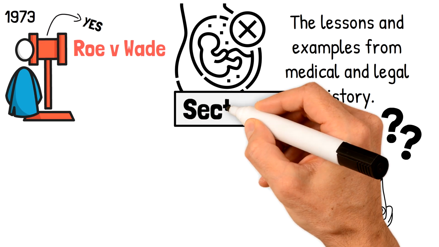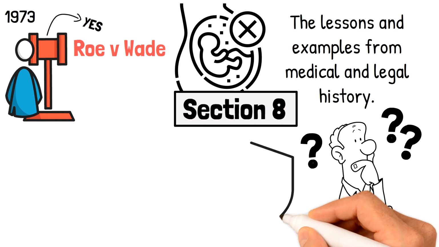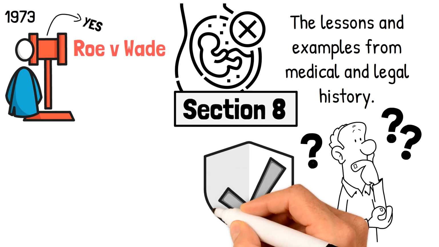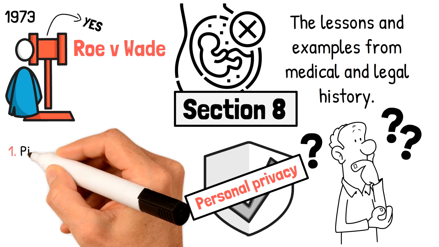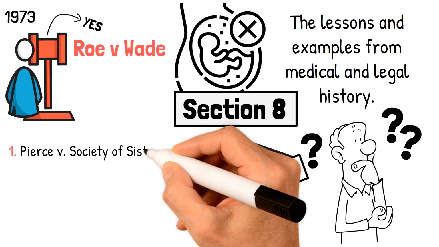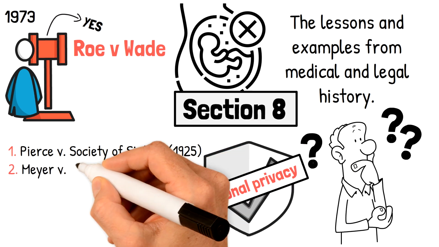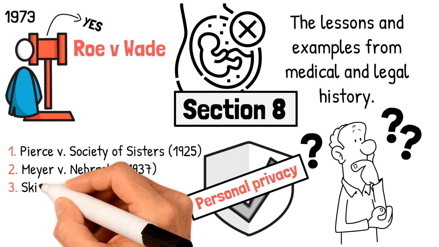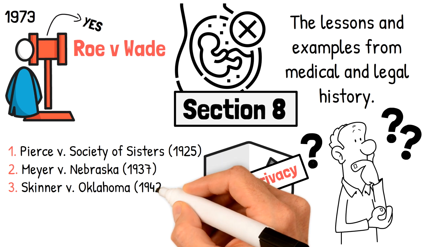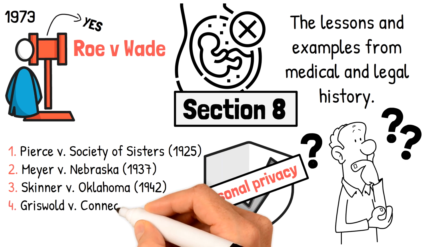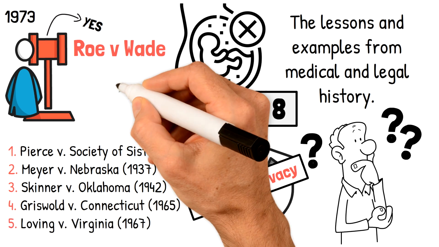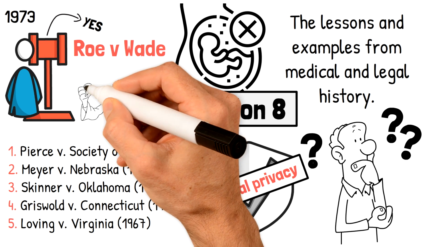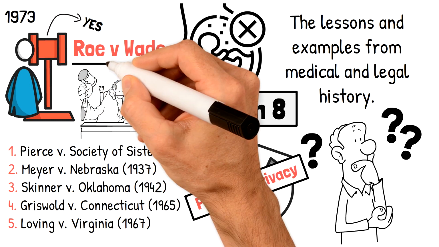The answer to that question can be found in Section 8 of the court's decision. It is in this section that the court appeals to previous decisions which protect a right to personal privacy. Among those decisions are the following: Pierce v. Society of Sisters, which protected the right to religious education; Meyer v. Nebraska, the right to learn German; Skinner v. Oklahoma, the right not to be sterilized; Griswold v. Connecticut, the right to obtain contraception; and Loving v. Virginia, the right to interracial marriage. These examples from legal history set the precedent which grounded the court's decision in Roe v. Wade.